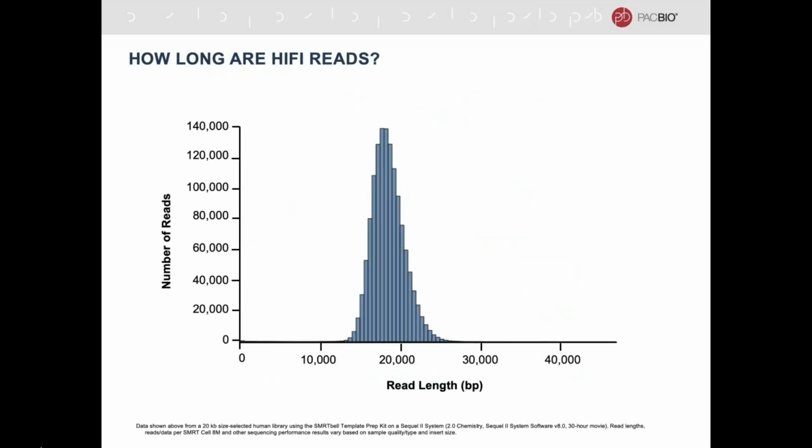So how long are HiFi reads? Well, on average, HiFi reads are going to be around 20 kb. So these are still much longer reads than you're used to working with short read technology. This is an example of an HG002 library that was sequenced with our current chemistry. So with a 20 kb read, we're able to span really complex regions, but we're still able to go around that molecule many times to get you a high accuracy.